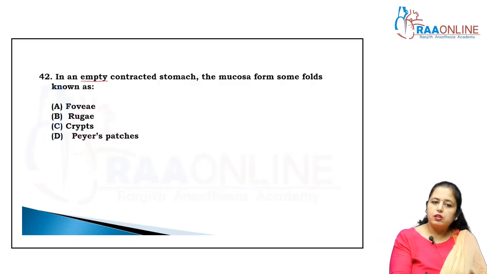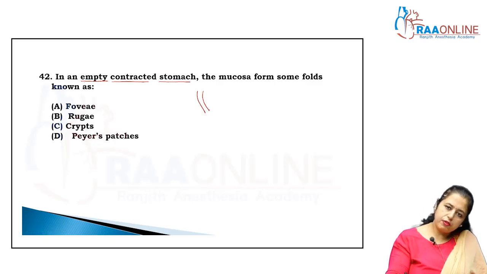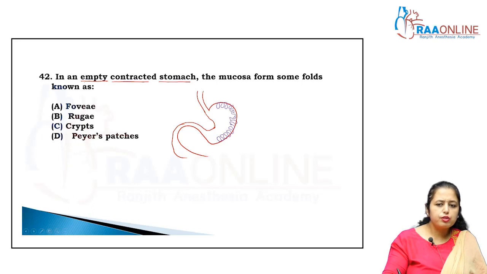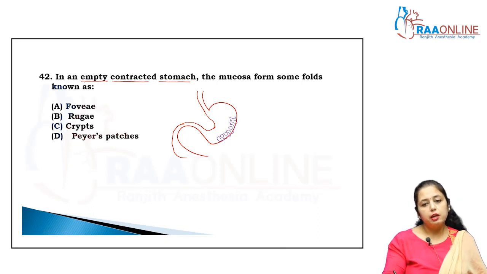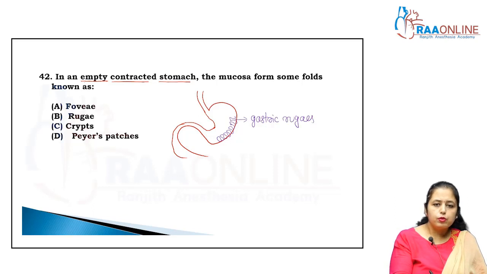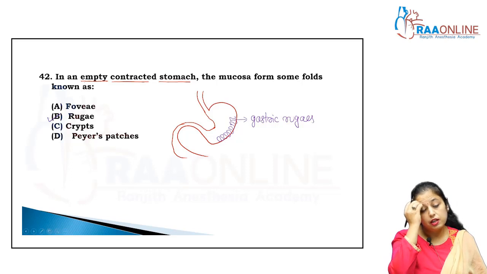In an empty contracted stomach, the mucosa forms some folds in the wall of the stomach, right? A number of gastric rugae are present here, which increase the surface area at the time of storage of food. These folds are called the gastric rugae. Some folds, they are known as the rugae. Clear?